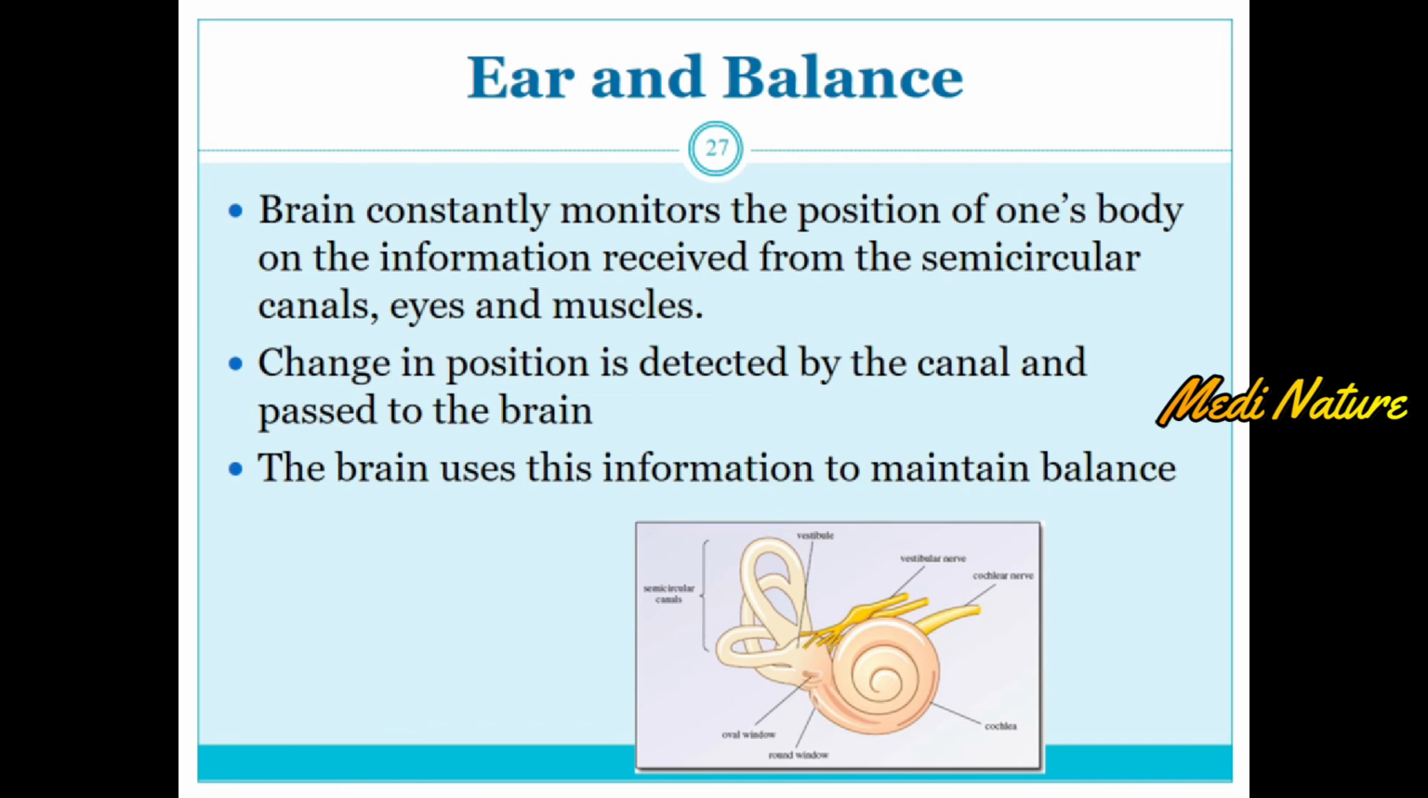The ear is also important for the maintenance of the balance of our body. The brain constantly monitors the position of our body using information received from the semicircular canals of the ear, the eyes, and the muscles of the body. A change in body position is detected by the semicircular canals, and the impulses are passed to the brain. Then the brain integrates or interprets this information, and it maintains the balance of the body.